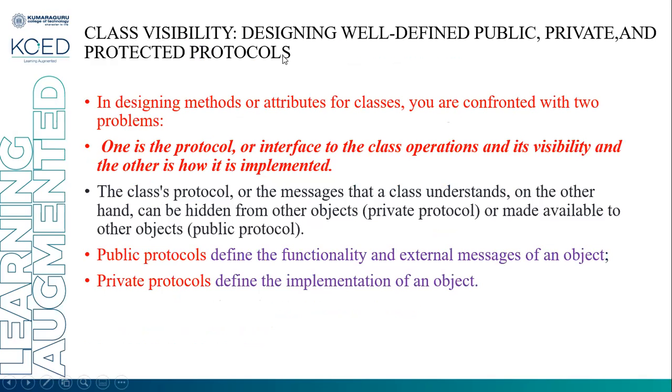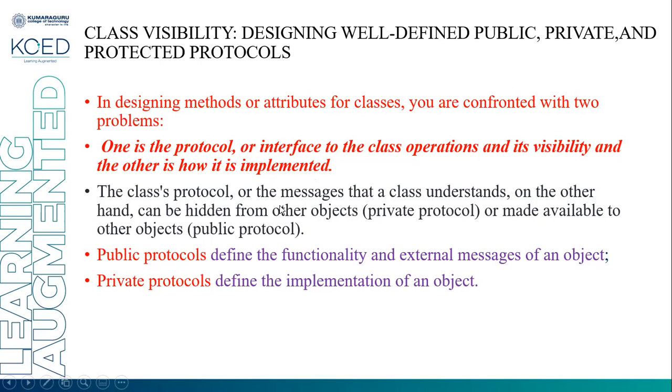Class visibility. Now we are going to discuss an important aspect. Class visibility means how the attributes and methods of the class will be accessed, and what kind of permission it gives. Designing well-defined public, private, and protected protocols is very important in defining class visibility. In designing a method or attribute of a class, you are confronted with two problems. One is the protocol or interface of the class operation and its visibility, and the other is how it is implemented. The class protocol is the set of messages that the class understands. On the other hand, the implementation can be hidden from the other objects.